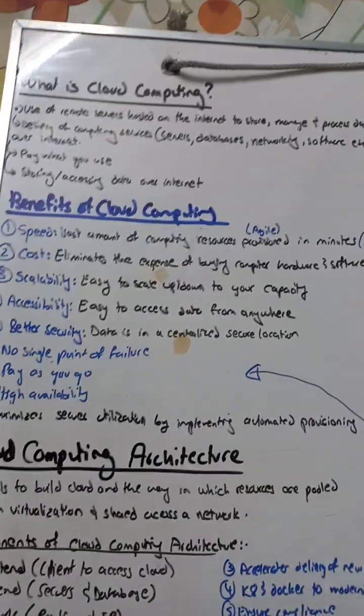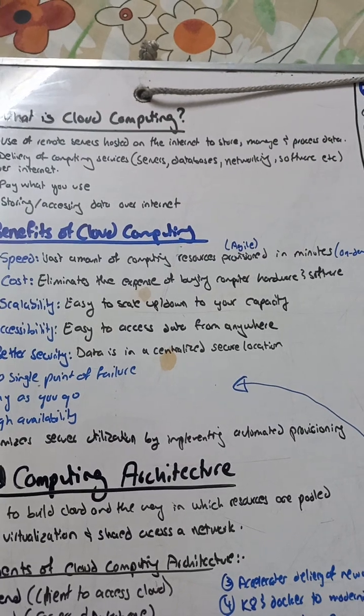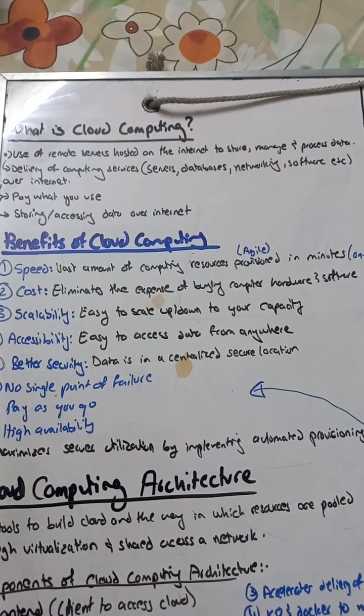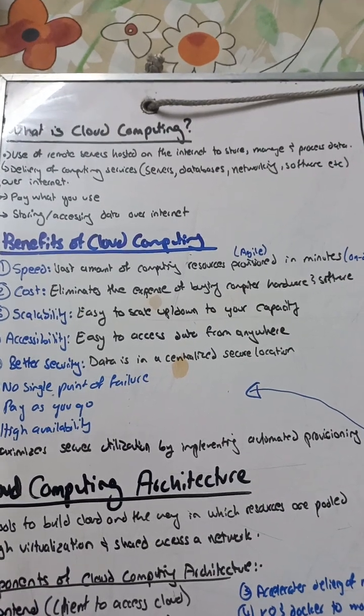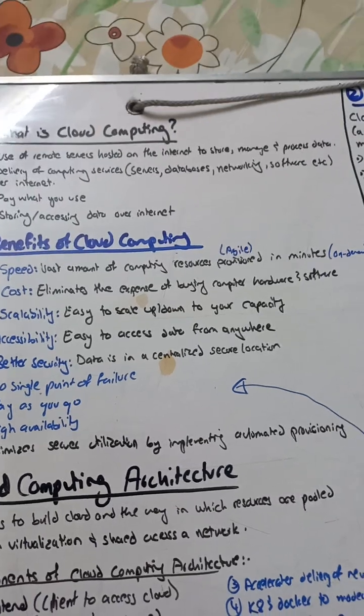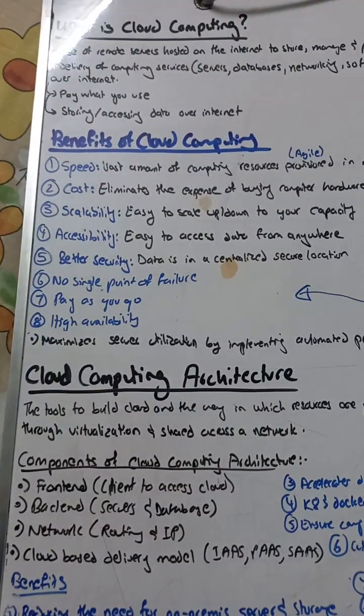All right, so let's start with cloud computing. Cloud computing is basically using remote servers which are hosted on the internet to utilize different computing services, which are, for example, servers, databases, networking, security, all of this stuff. So you're paying as you go, and you're storing and accessing data whenever you need them. Now there are different benefits to cloud computing.